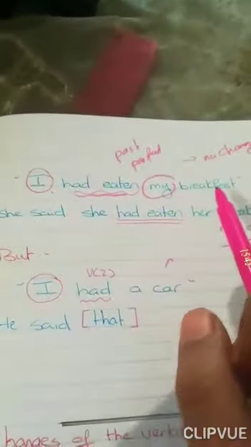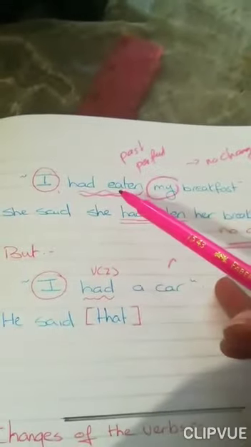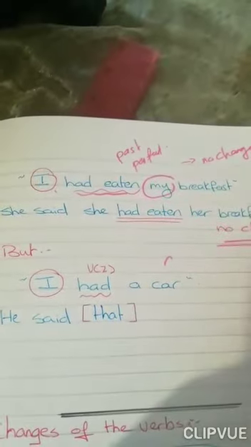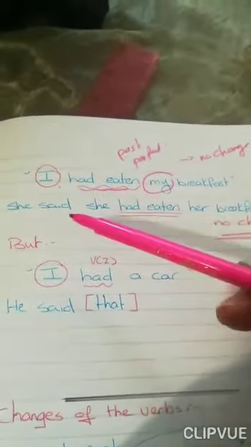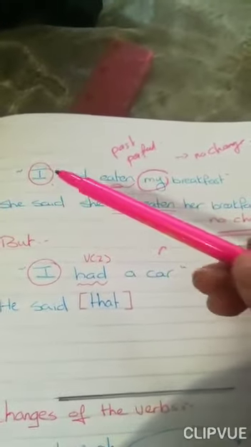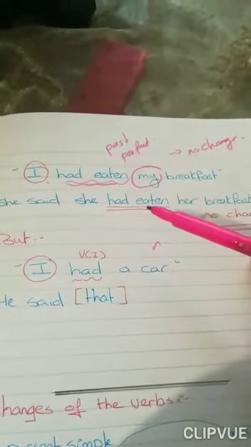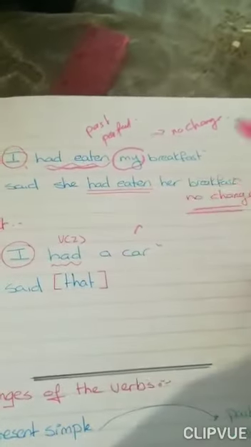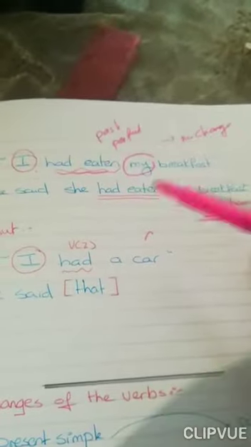I had eaten my breakfast. Again, you need to circle the pronouns, and you have to underline the tense, the verb. This is direct speech, you need to change it into reported or indirect. She said, that is optional, that's why I haven't used it here. She said, she, I becomes she, had eaten, this is past perfect, there's no change. Had eaten her, my becomes her breakfast. So why didn't I change? Because simply I have past perfect, I don't change it.